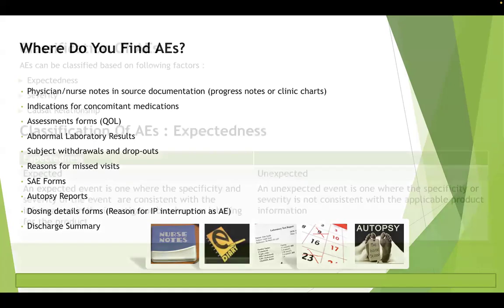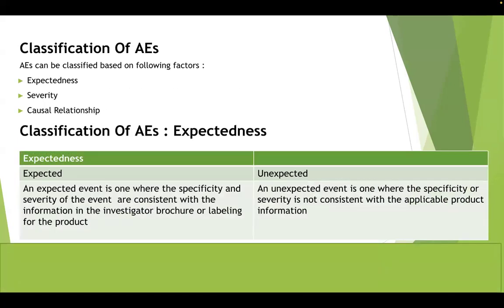So, expected is something that we already knew. We all remember, you all know, right? Whenever the patient participates in the clinical trial, the investigator informs them of every adverse event the drug can cause. Apart from that, sometimes patients experience adverse events which we never knew, or which the doctor was not aware of. So those we say are unexpected.